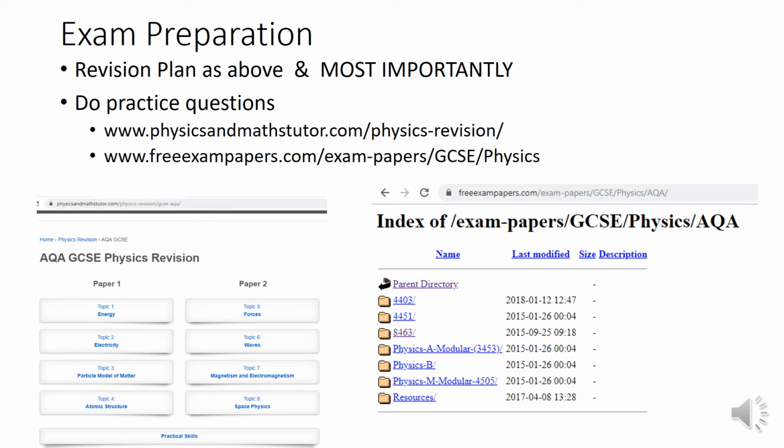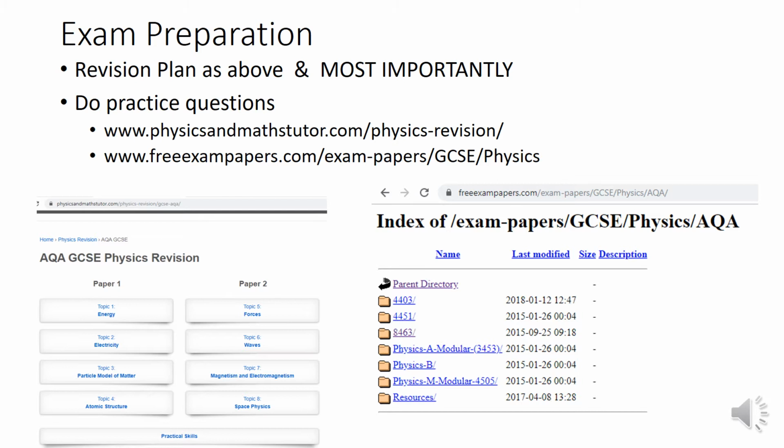Once you've gotten through all of your revision material, make sure that you actually revise from it, and most importantly, do practice questions. Do practice questions given to you by your school, given to you at the end of each page in a textbook. Do the practice questions at the start of the workbook. And here are two additional excellent websites which give practice questions on each topic.